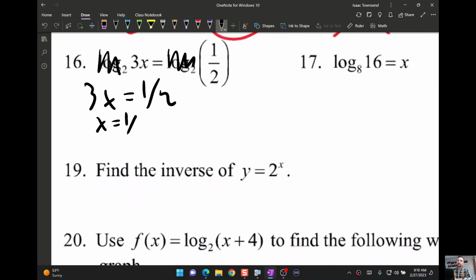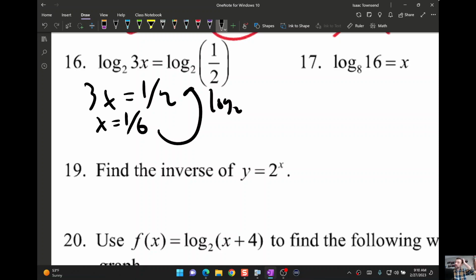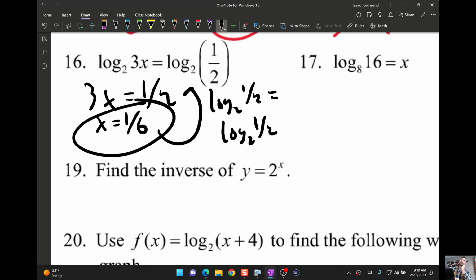So divide both sides by 3. Plug it in. This would be log base 2 of 1/2 equals log base 2 of 1/2. So now I know that's correct. I'm 100% sure. And because it was not the log of 0 and not the log of a negative, it was not extraneous. If it was extraneous, we should not include it.